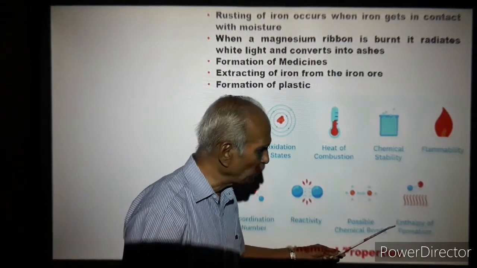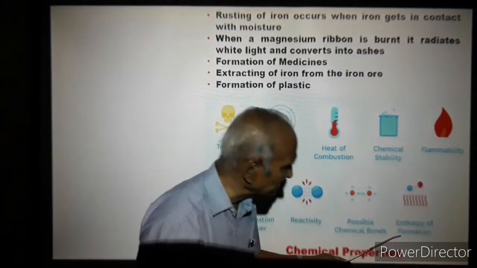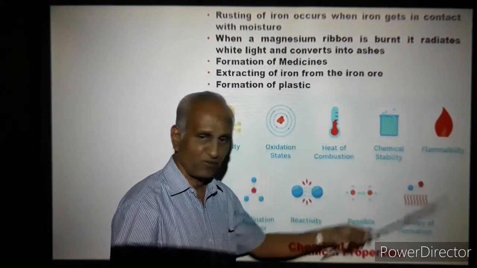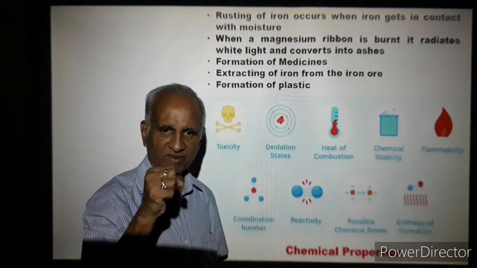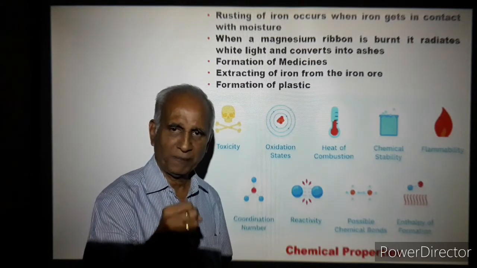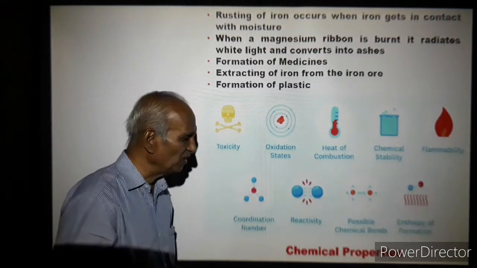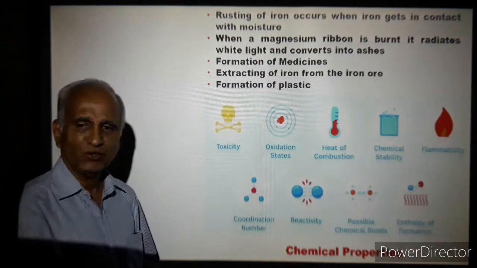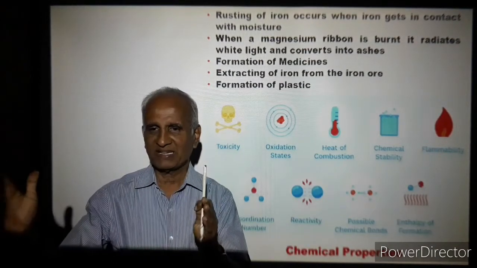Then you have enthalpy of formation. Whenever a substance gets formed, it has a set amount of heat encompassed in it. Enthalpy. That enthalpy is well set. So these are the various attributes or chemical properties of different substances. I think you have made out the difference between physical changes and chemical changes.